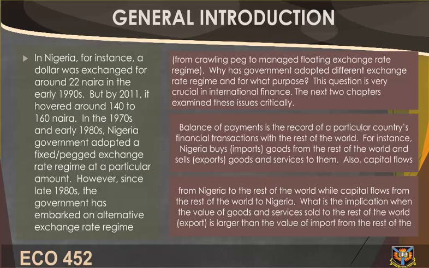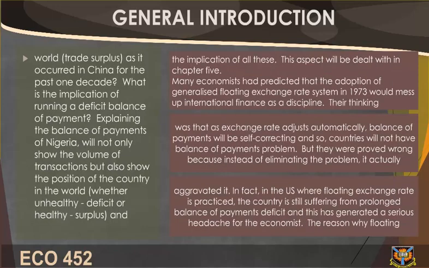Balance of payments is the record of a particular country's financial transactions with the rest of the world. For instance, Nigeria imports goods from the rest of the world and sells export goods and services to them. Also, capital flows from Nigeria to the rest of the world, while capital flows from the rest of the world to Nigeria. What is the implication when the value of goods and services sold to the rest of the world, exports, is larger than the value of imports from the rest of the world? Trade surplus, as it occurred in China for the past decade.